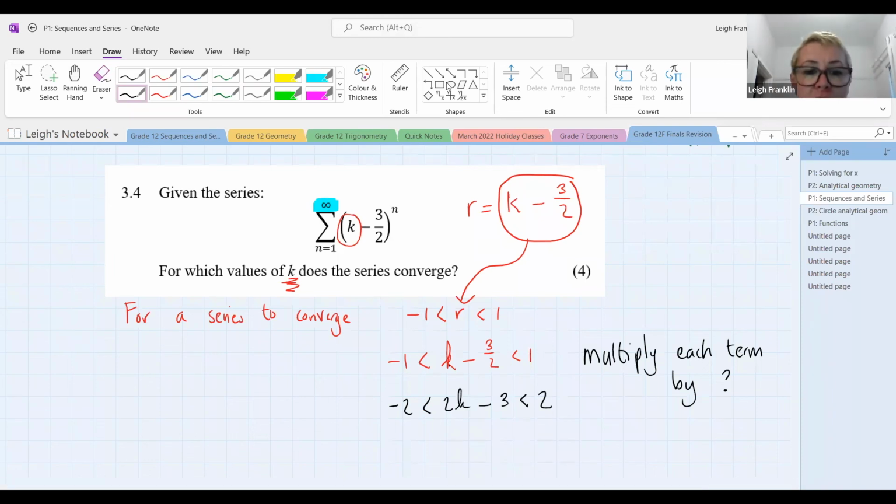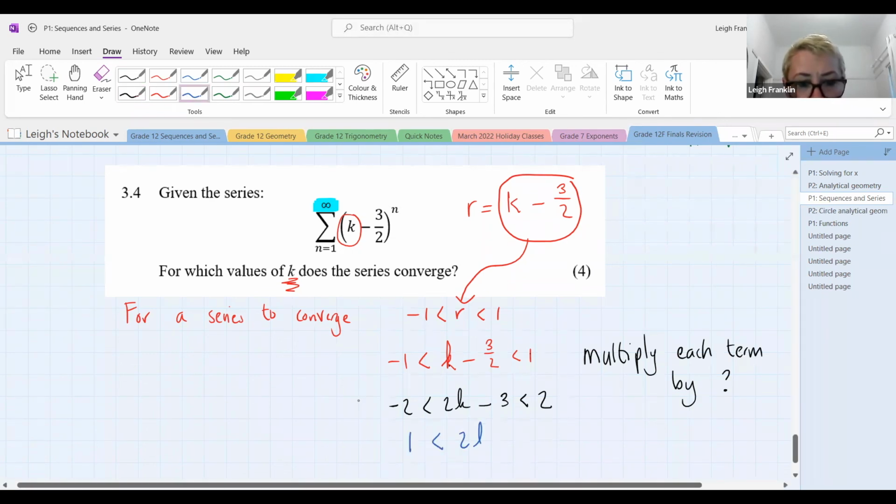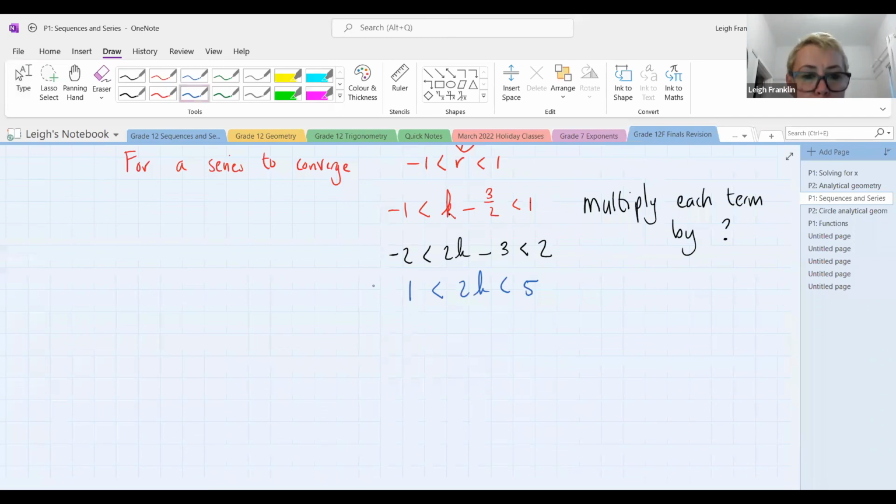Now I want to add 3 everywhere. So I add 3 at the start and I get 1. I add 3 in the middle and I get 2K, and I add 3 at the end and I get 5. And now I can divide through by 2. So I get 1/2 over here, K over there, and 5/2 here.